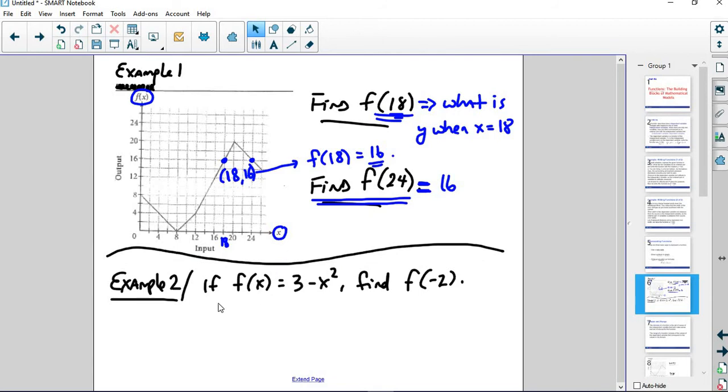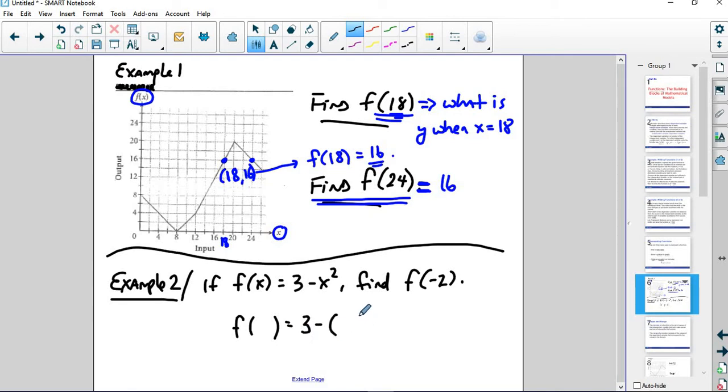Example 2, if f of x is equal to 3 minus x squared, find f of negative 2. And so what I'm going to show you to do here, this is the best way to do it, all right? The best way to do this is to remember that the x is holding a blank spot. And so everywhere there's an x, you put parentheses around it or you leave a blank spot, and then we say, okay, we want to find f of minus 2. So if we want to find f of minus 2, then wherever there's a blank spot, we plug in a -2.